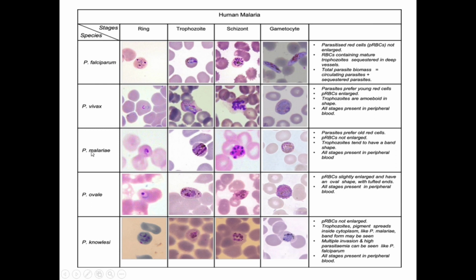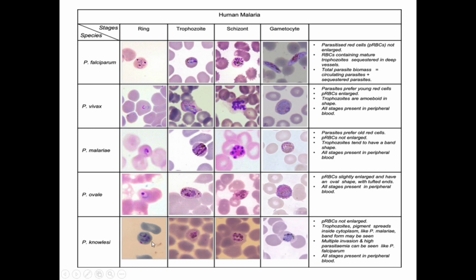In case of Plasmodium malariae, again you can see the trophozoite form; band forms are seen in case of Plasmodium malariae. In case of Plasmodium ovale, I told you the parasitized RBCs are oval in shape and have tufted ends or striations at one end. And in case of Plasmodium knowlesi also, the parasitized RBCs are not enlarged.